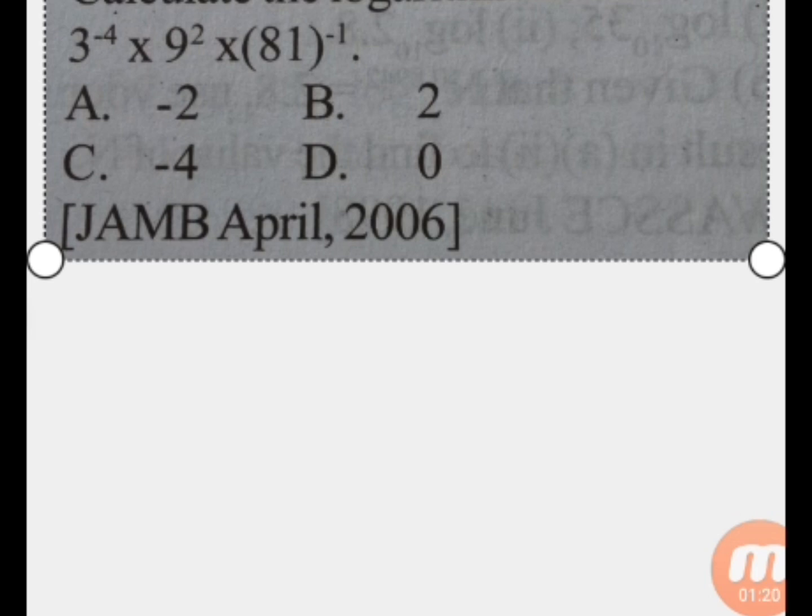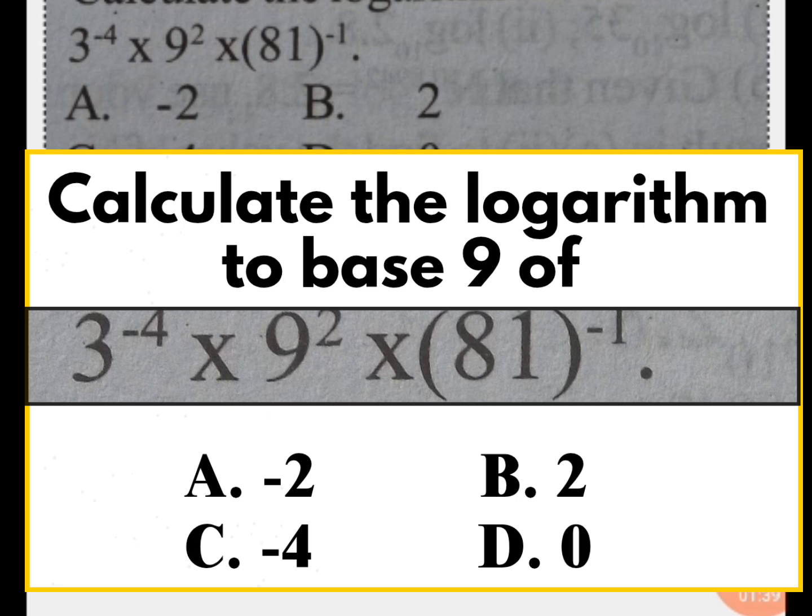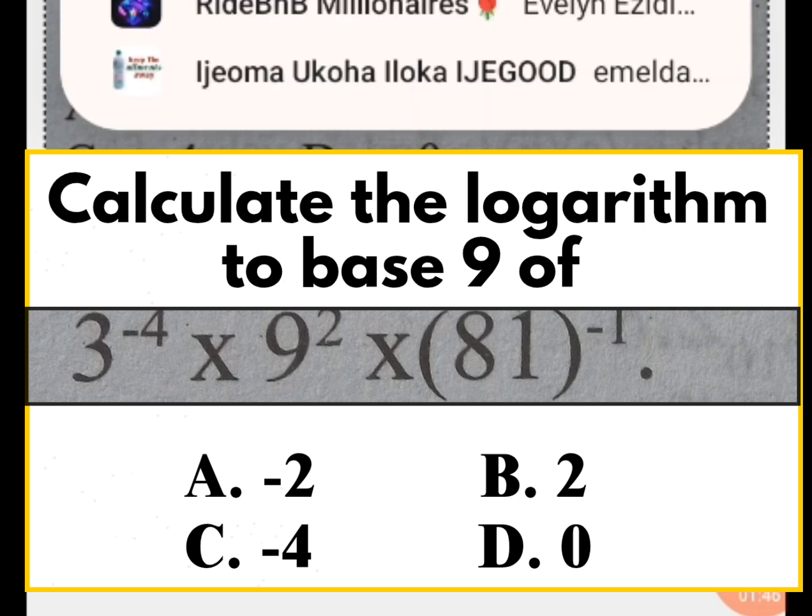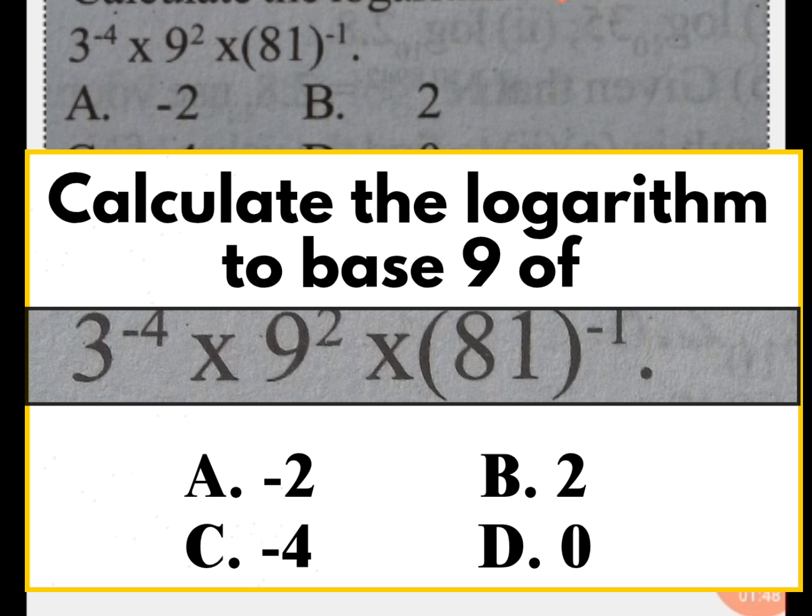Now, let's go to the practical part of this. We'll have 3 raised to the power minus 4, then multiply by 9 raised to the power 2, multiply by 81 raised to the power minus 1. So you could see that in this first one, 3 is the base. Second one, 9 is the base. The third one, 81 is the base. But each of these particular numbers has something to do with 9. So you need to convert all of them to base 9. That's exactly what the examiner wants.